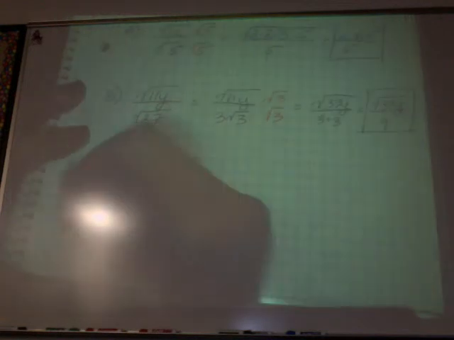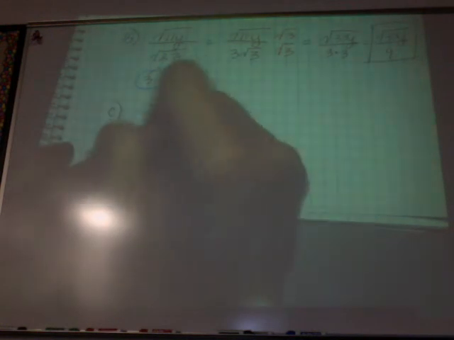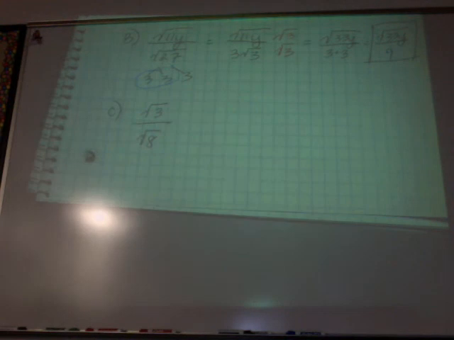And then C. You do this one on your own. 3 over the square root of 8, however you want to do it.